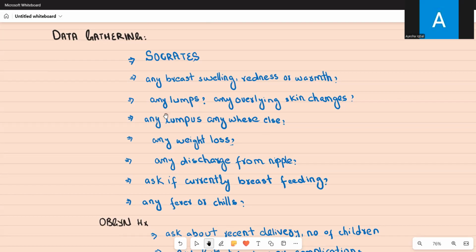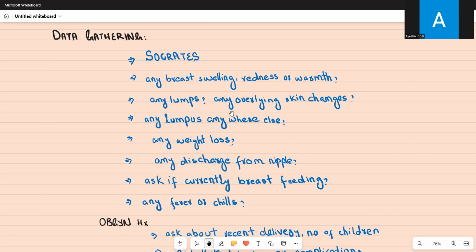So any lumps, it could be fibroadenoma. You can be excluding fibrocystic disease of the breast, and it can be a presenting symptom of cancer as well. So when you're asking about lumps, you are trying to exclude all those other benign and malignant breast diseases, okay? And the overlying skin changes.